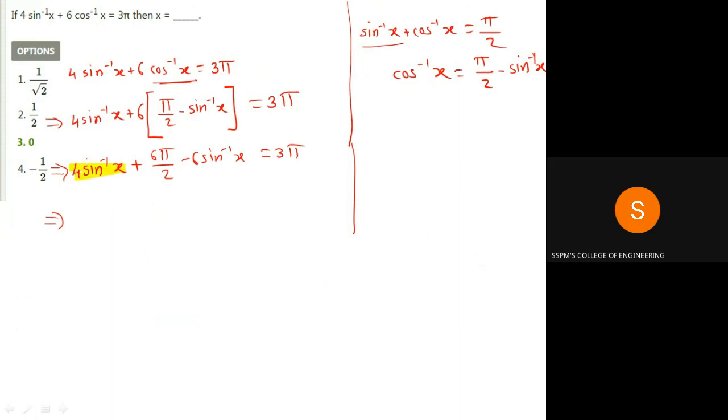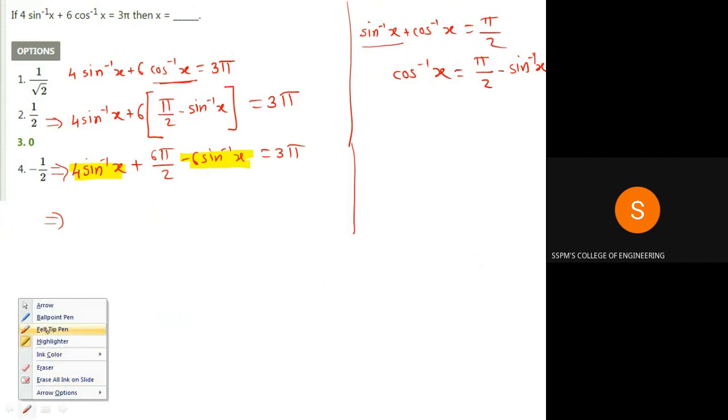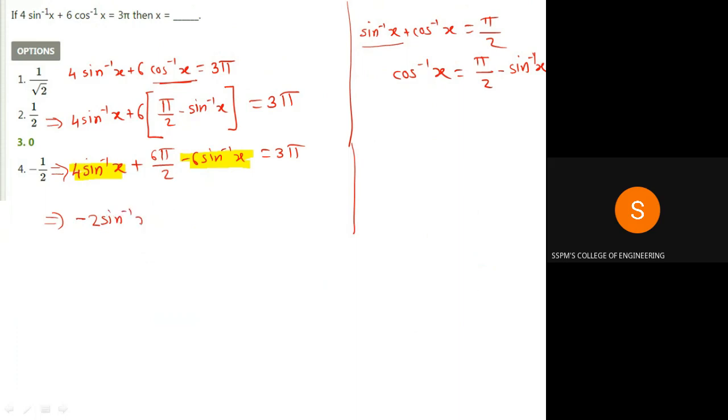See these 4 sine inverses, and here you can see minus 6 sine inverses. They can be added, or subtracted, you can say. 4 sine inverse x minus 6 sine inverse x is minus 2 sine inverse x, plus 6 pi by 2, which is 3 pi, is equal to 3 pi. If you take this 3 pi to the right hand side, minus 2 sine inverse x is equal to 3 pi minus 3 pi.